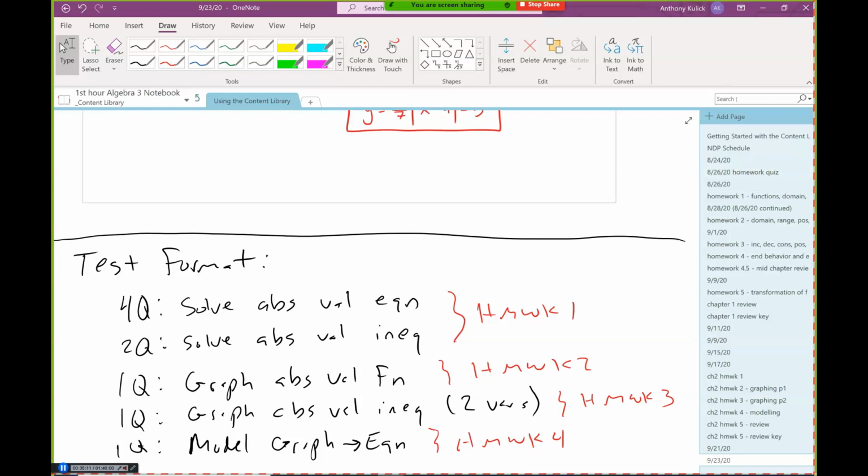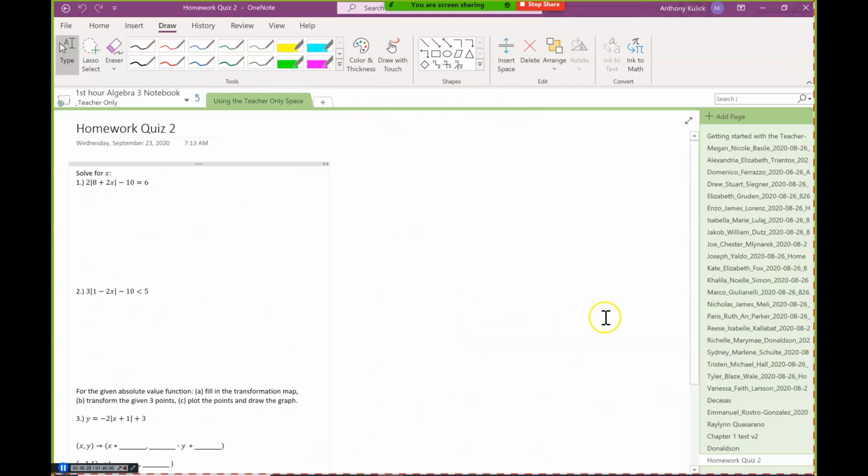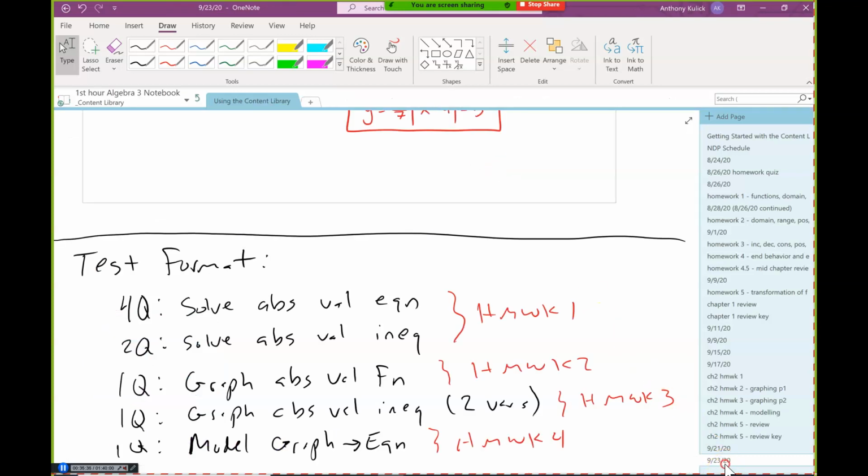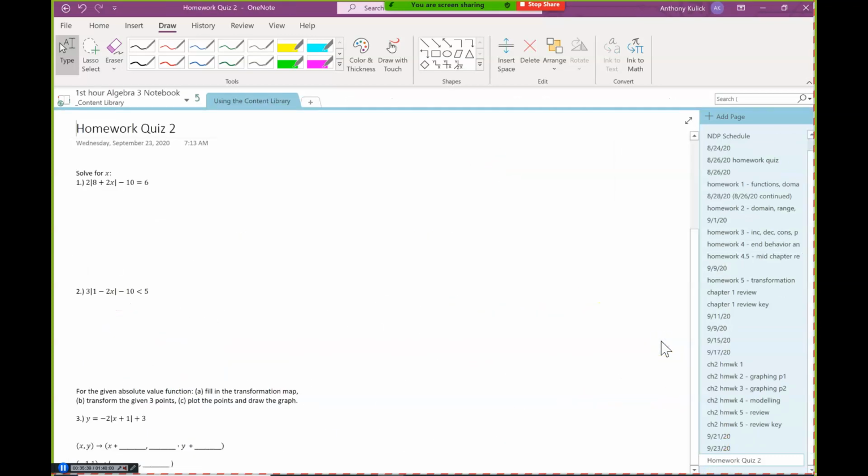Up next, we're gonna do a homework quiz. So you're gonna need your tablet open, and you're gonna need your OneNote fired up, and you're gonna want to open your shared notebook. And I am going to copy the homework quiz here into your content library. So I'm going to paste that in there, and then I need to sync. And if you open up the content library in your OneNote, at the end should be homework quiz 2.